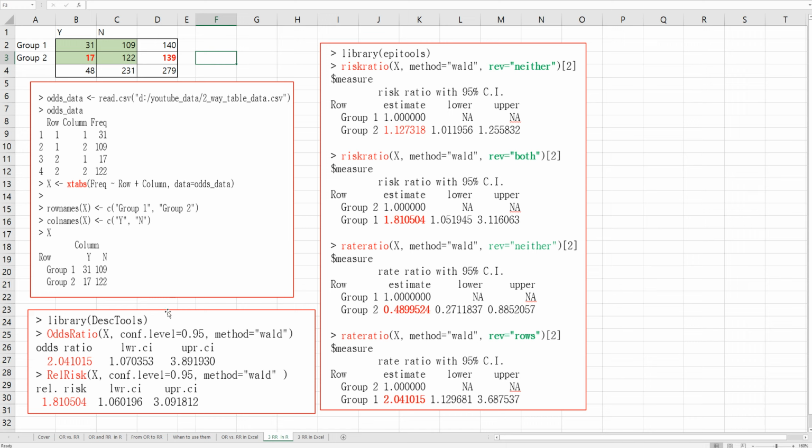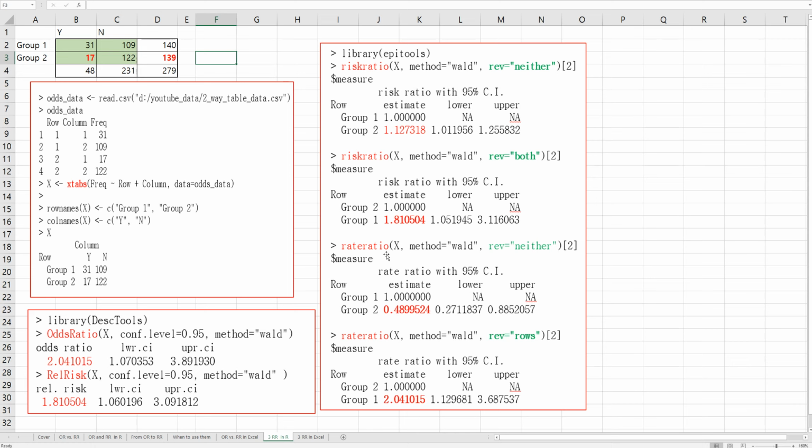Right. So in the previous video, I used the DescTools library, and I showed you how to calculate odds ratio and relative risk by using this 2 by 2 contingency table. So if you use the epitools library, then you can calculate risk ratio and rate ratio. As you can see, if you specify the reverse option as neither, then you can get 1.127 risk ratio. And if you change the reverse option to both, then you can get 1.81 risk ratio. And this is the same as relative risk in DescTools.